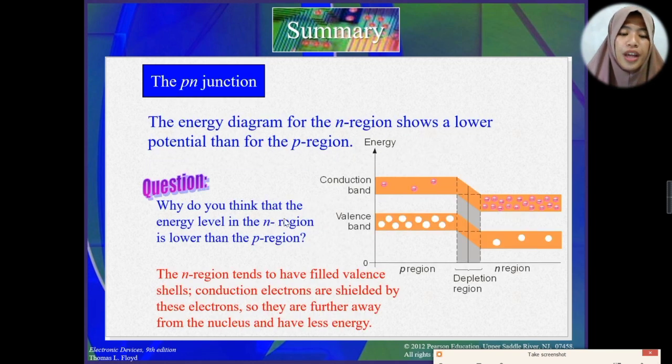Why do you think the energy level in the N region is lower than in the P region? The N regions tend to have filled valence shells. Conduction electrons are shielded by these electrons, so they are further away from the nucleus and have less energy. That is the reason: they have less energy. That's why this N region is lower than this P region.